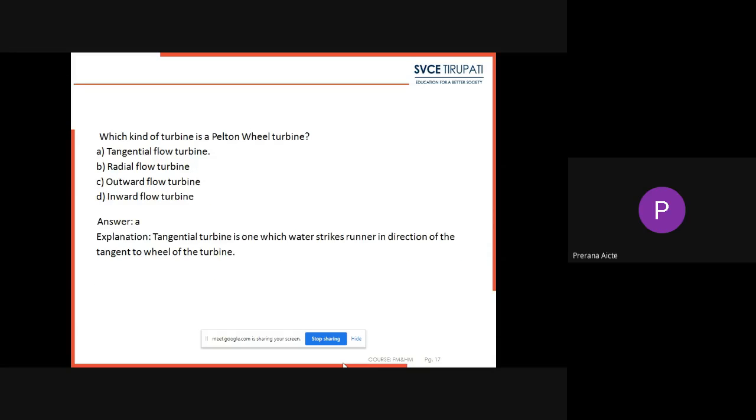Next question. Which kind of turbine is a Pelton turbine? It is a tangential flow turbine. A tangential turbine is one in which water strikes the runner in the direction of the tangent to the wheel of the turbine. So the Pelton turbine is called the tangential flow turbine.